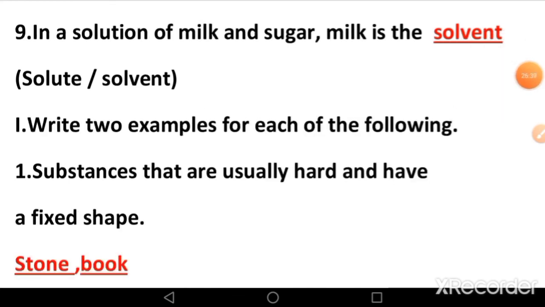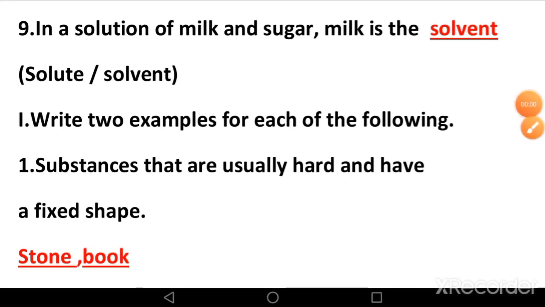Now, ninth, fill in the blank. In a solution of milk and sugar, milk is the dash. Options are solute or solvent. Solute means the substance that dissolves, and here in this example of milk and sugar, sugar dissolves in milk, so sugar is the solute, and as milk is the substance in which sugar dissolves, it is the solvent.